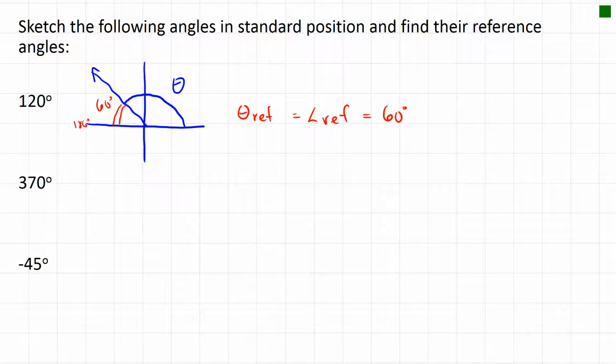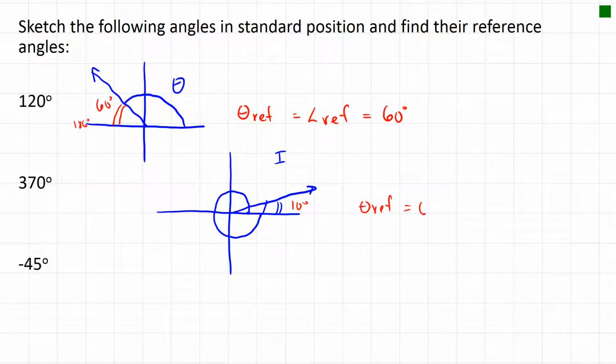All right, let's try one more, 370. So we're going to start on the x-axis, go 360 and an extra 10 degrees. So it's a sliver above there. It ends in quadrant 1. And this little piece of an angle is the reference angle, which is 10 degrees. So theta reference equals 10 degrees.